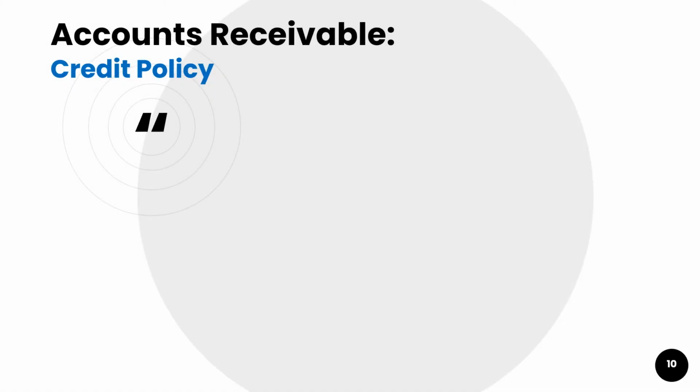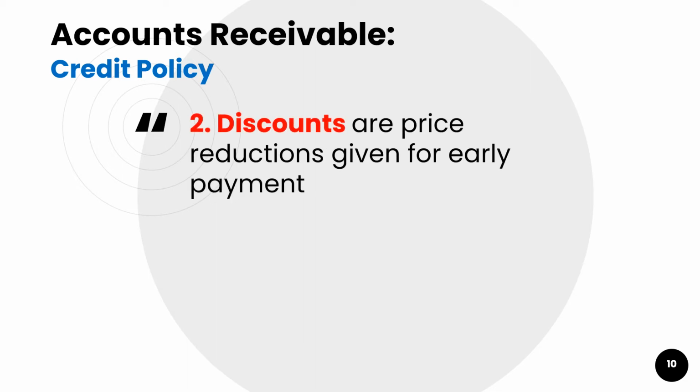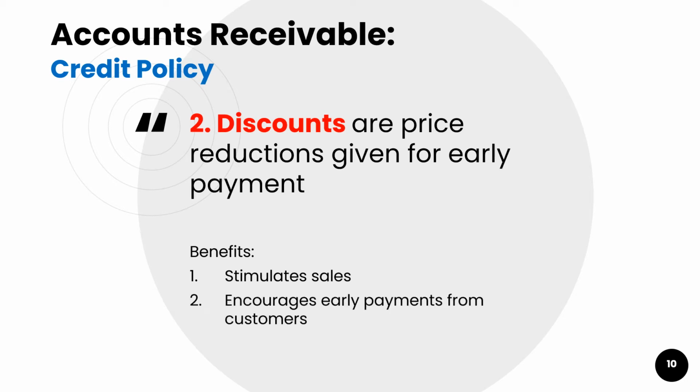Now, the second variable of credit policy. Discounts are price reductions given for early payment. Offering discounts has two benefits. The first is price reductions stimulate sales, and the second, discounts encourage customers to pay earlier. This shortens the cash conversion cycle. There is one drawback though to this variable. Lower prices will mean lower revenues. With both benefits and a drawback, a good balance in the use of discounts will serve the business well.